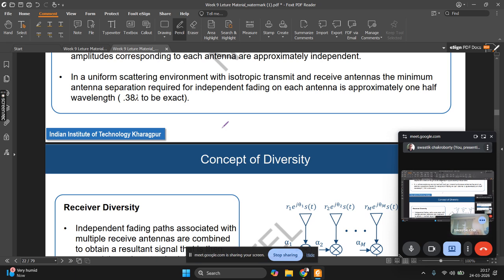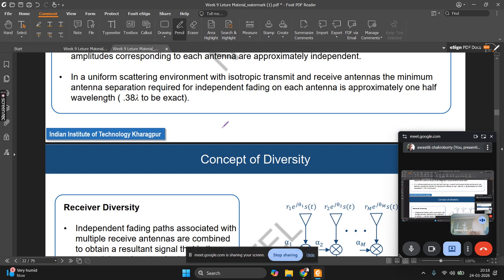Now, most modern day communication antennas, of course, do not use isotropic patterns because it wastes energy. Instead, they use sharp beams, and that will have a different minimum fading antenna separation.